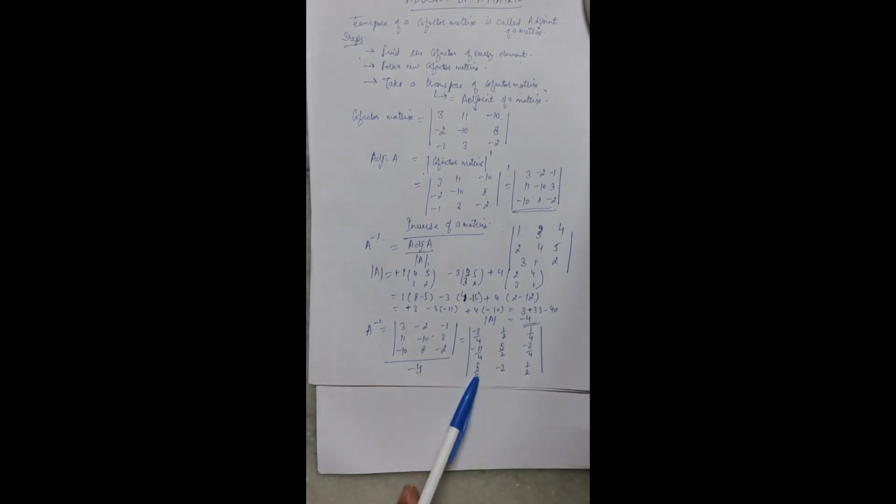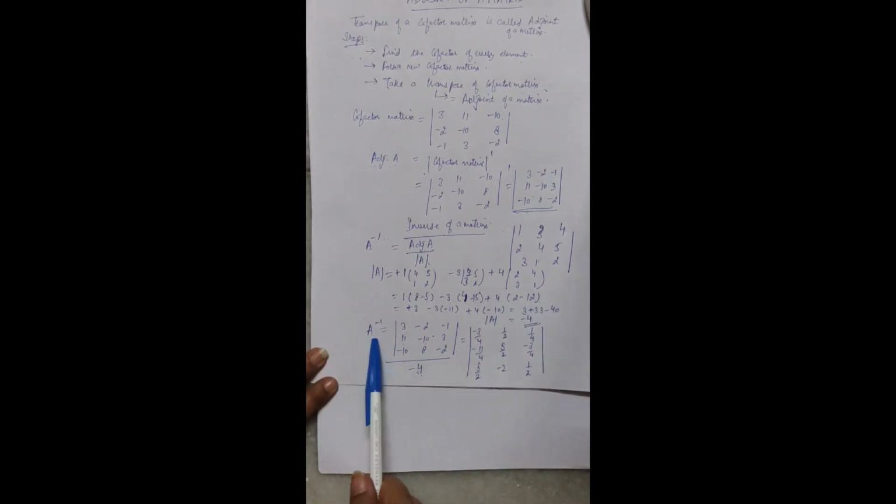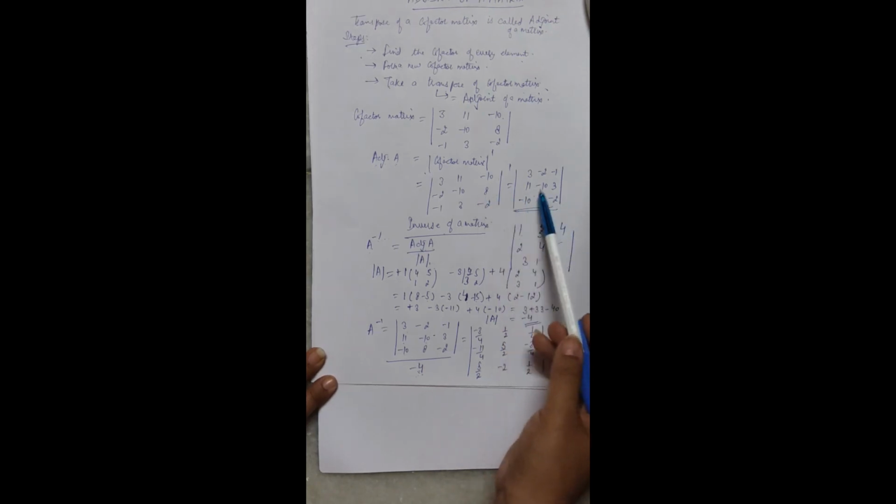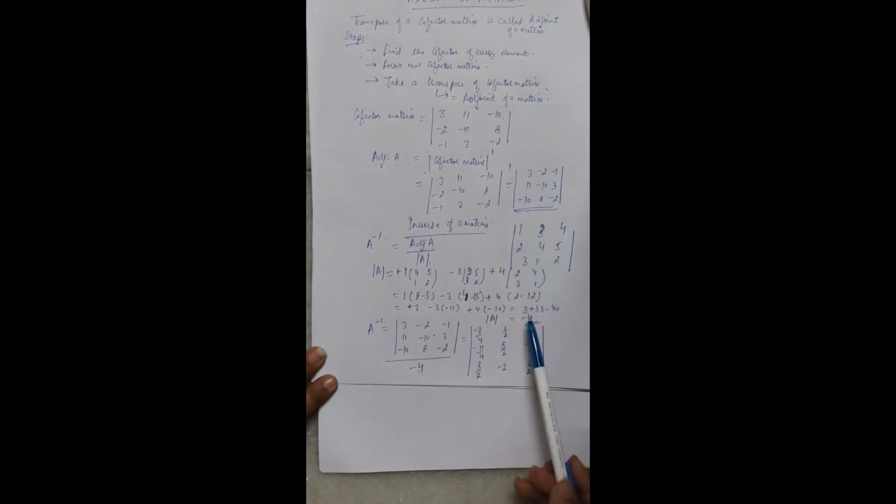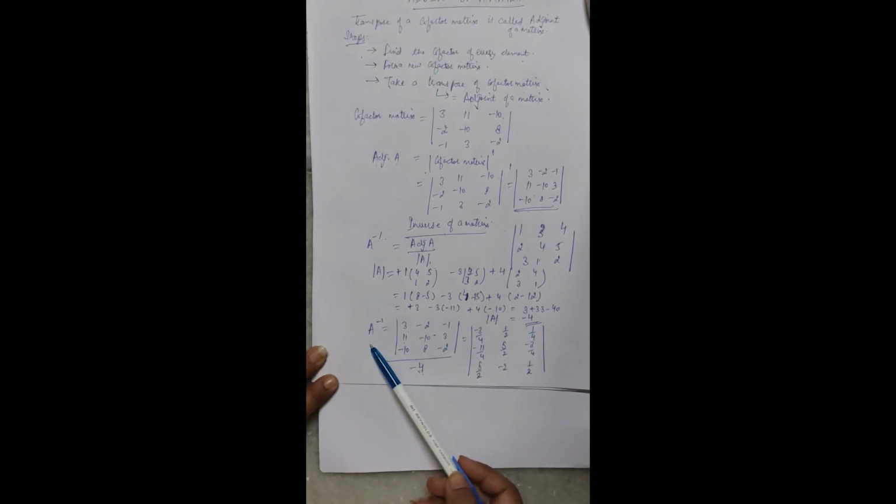This way I will be able to calculate the value of inverse. Fine. So again I am repeating this thing, that in order to calculate the value of inverse, I have to divide the adjoint of A with determinant of A, right? So adjoint divided by determinant, this will give me the inverse. Fine. So I hope the topic is clear to you.